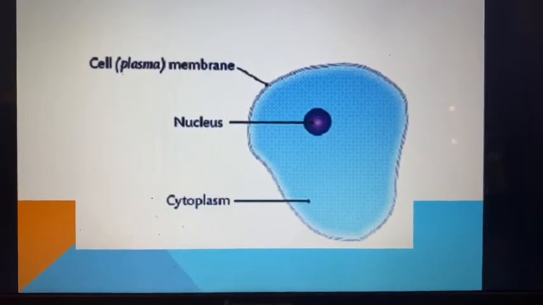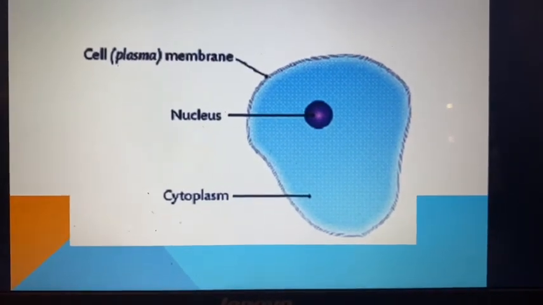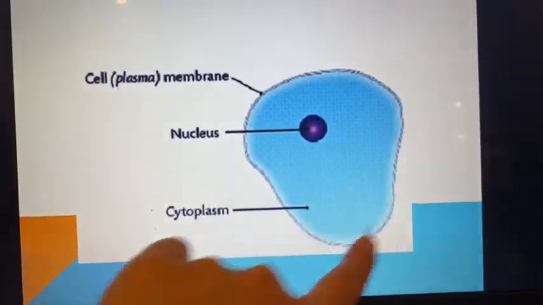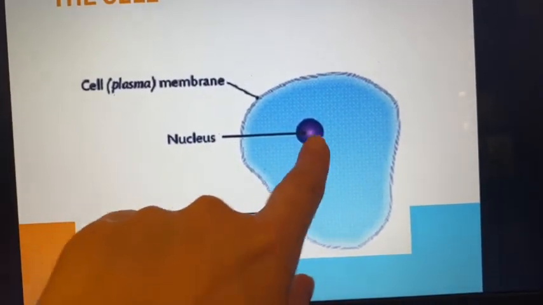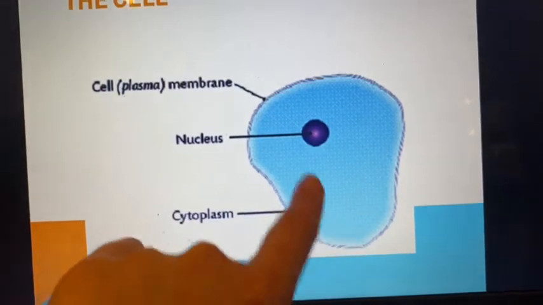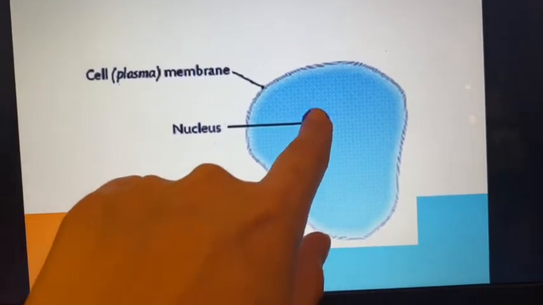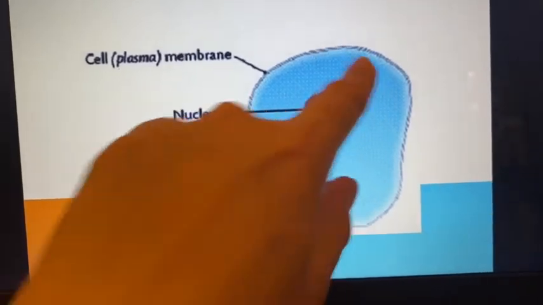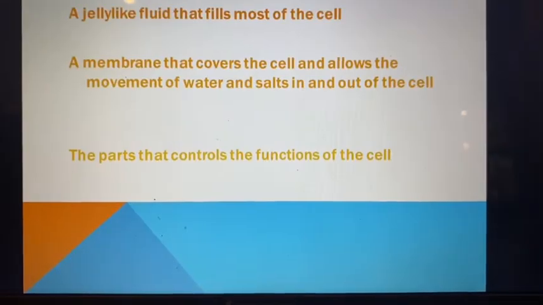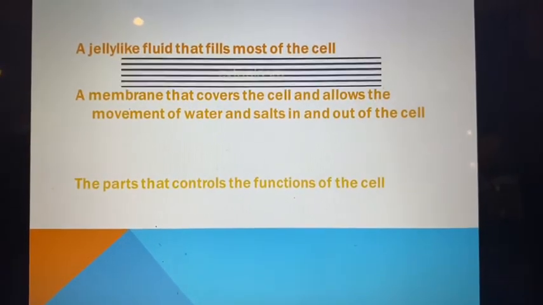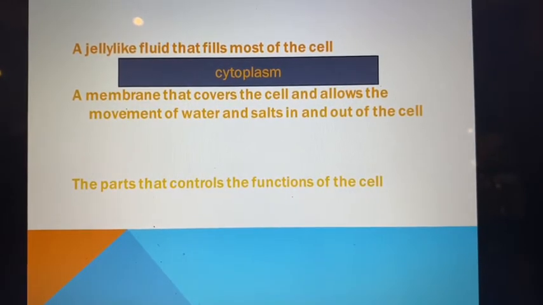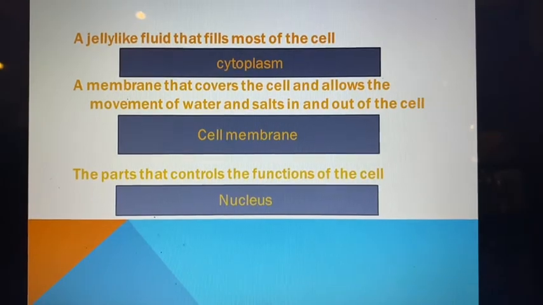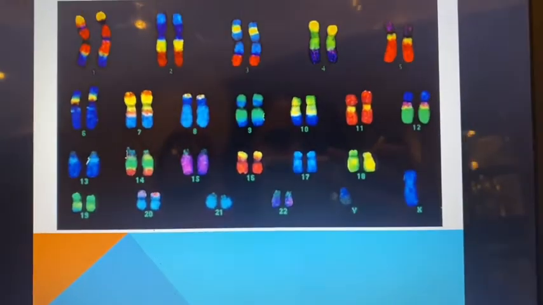Okay, the main parts of all cells are the cell membrane that covers the cell, the nucleus, which is the control part of the cell. It's the boss of the cell. It gives out all the orders, and the jelly-like fluid that fills most of the cell. So the jelly-like fluid is the cytoplasm, the membrane that covers the cell is the cell membrane, and the part that controls the function of the cell is called the nucleus.